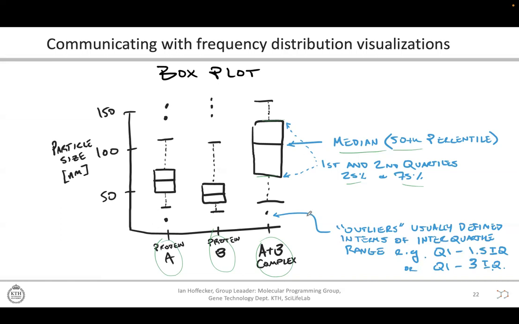We can use these interquartile ranges to define outliers, points that are lying mostly outside the distribution. These are often defined in terms of fractions of this interquartile range. For example, Q1 minus 1.5 times the interquartile range could be one definition of what constitutes an outlier.